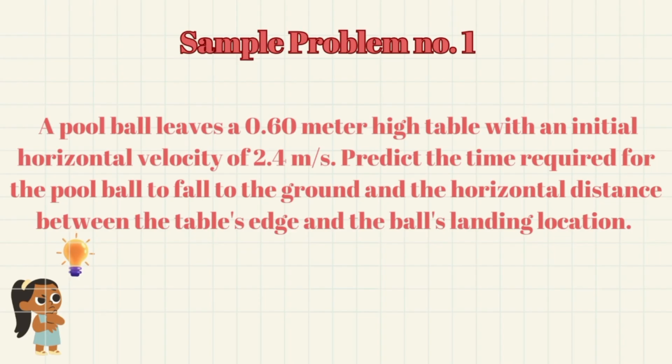Let us have a sample problem here. Sample problem number 1: A pool ball leaves a 0.60 meter high table with an initial horizontal velocity of 2.4 meters per second. Predict the time required for the pool ball to fall to the ground and the horizontal distance between the table edge and the ball's landing location.